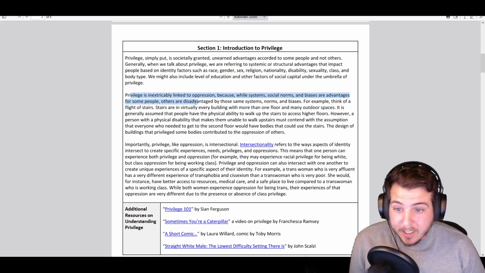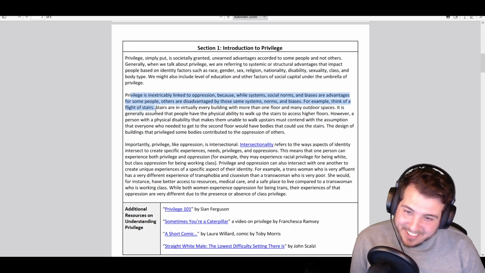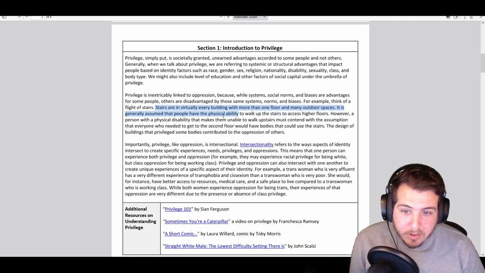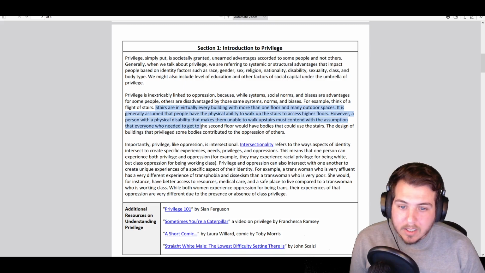For example, think of a flight of stairs. Stairs are in virtually every building with more than one floor. In many outdoor spaces, it is generally assumed that people have the physical ability to walk up the stairs to access higher floors. However, a person with a physical disability that makes them unable to walk upstairs must contend with the assumption that everyone who needed to get to the second floor would have bodies that could use the stairs. The design of the buildings that privileged some bodies contributed to the impression of others.